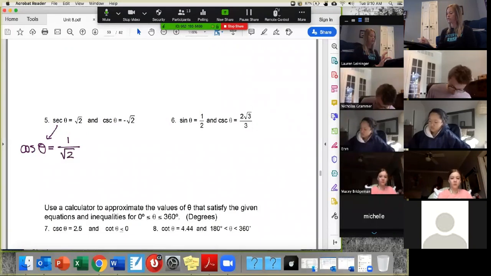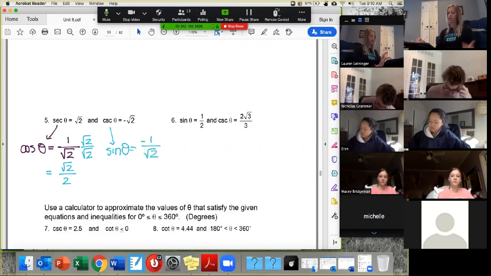1 over root 2, right? Not something that I see for cosine in my chart, but I do know how to rationalize that. If I multiply by root 2 top and bottom, I get cosine equal to root 2 over 2. Then I flip the second one, cosecant becomes sine. And I already know now the rationalization for this one. So if I flip this, I don't really have to work through that again. I can just say this means then sine is negative root 2 over 2.